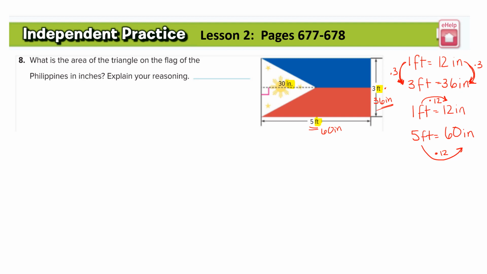Now they're asking for the area of the triangle, and the triangle is right here. I'm going to change my color so I can highlight it for you. The triangle is right here, and then right here, and then right here. So we know that the formula for the area of a triangle is the area equals 1/2 the base times the height. So I have area equals 1/2 the base.